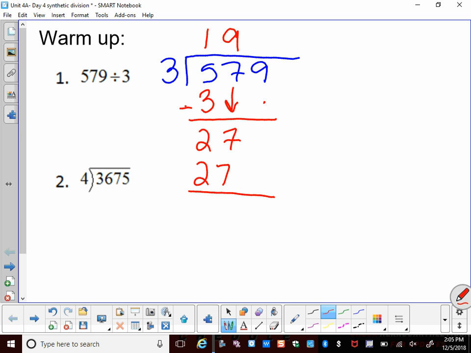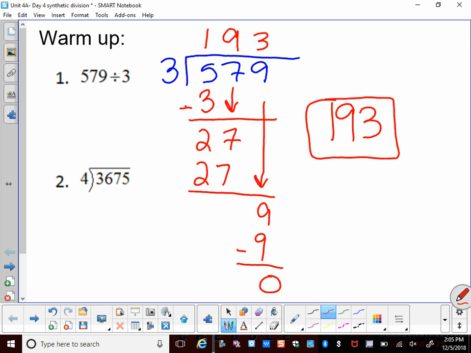Negative 27, and then we bring down our 9. How many times does 3 go into 9? 3. 3 times 3 is 9. We subtract, we get 0. So my answer is 193. Did you guys get that answer? Yeah, without your calculator, just circles and lines.